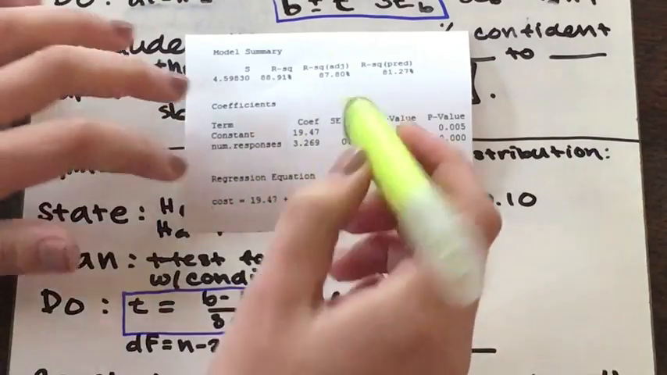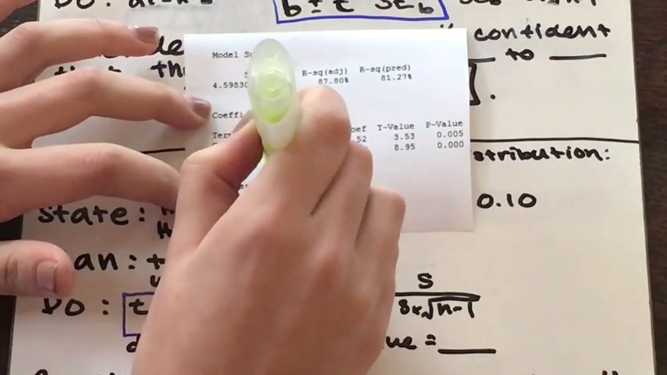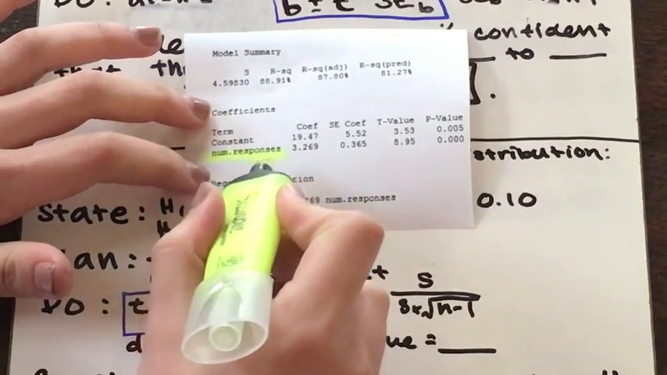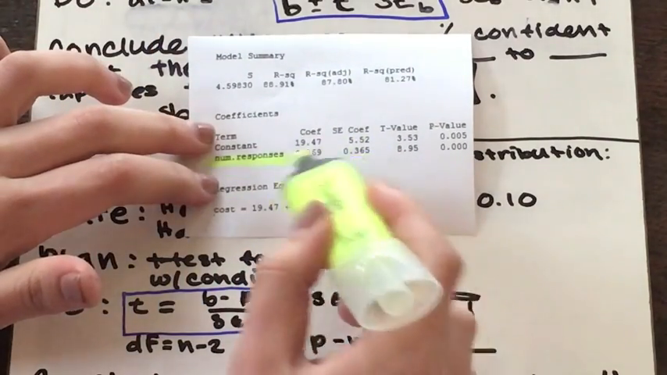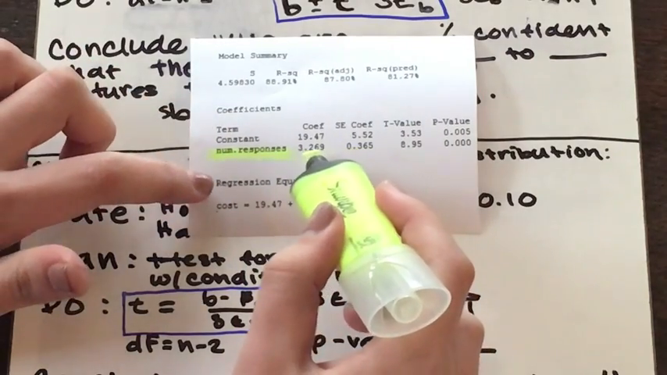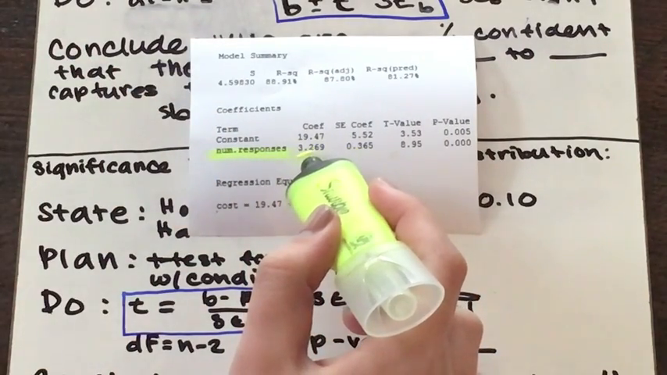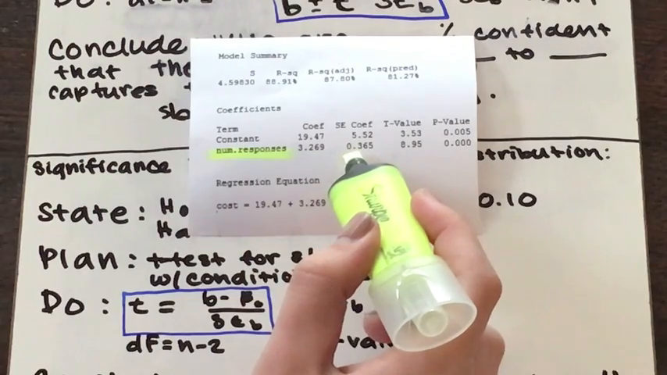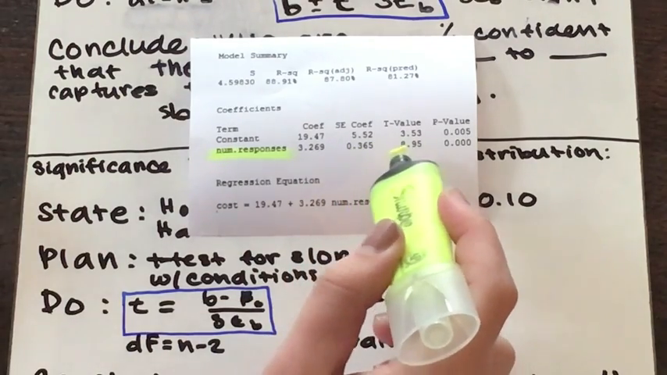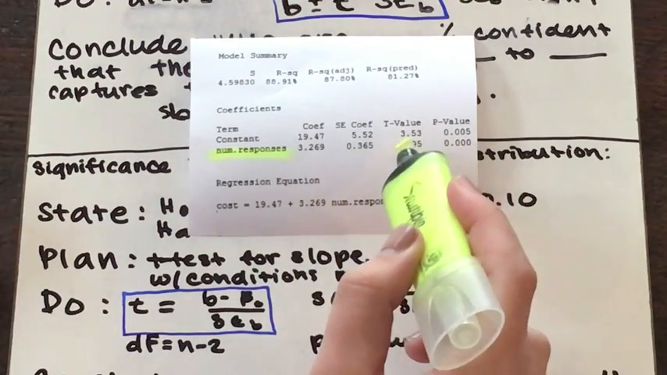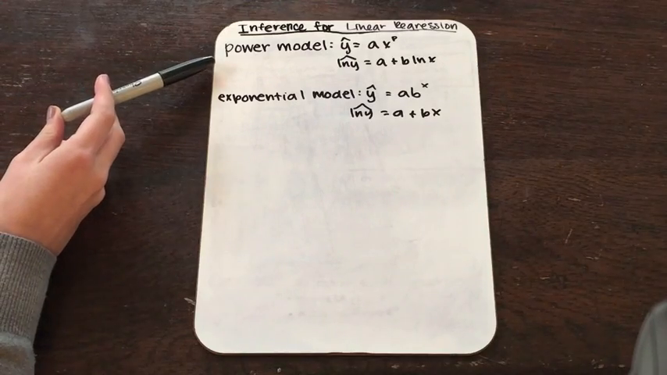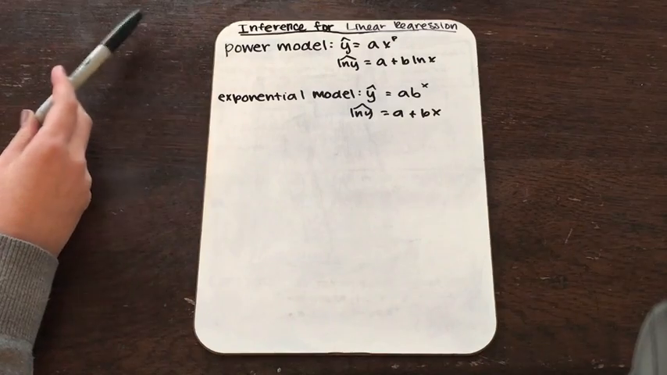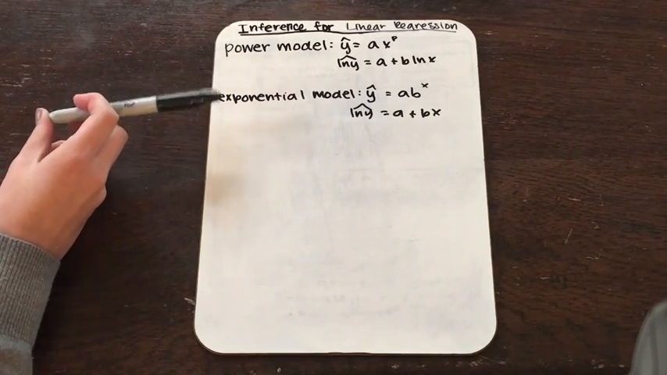Okay, so you always use this line of the computer output, which is the explanatory variable, and this is just an example. But you use these 2 values for the confidence interval, so this is the b, which is the slope, and this is the standard error. And then for the significance test, use these 2 values, so this is the t value, and this is the p-value. Sometimes the regression line doesn't fit into the linear model, so you might use a power model or exponential model.